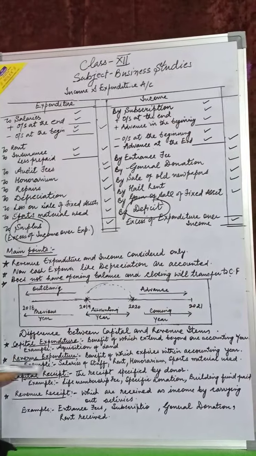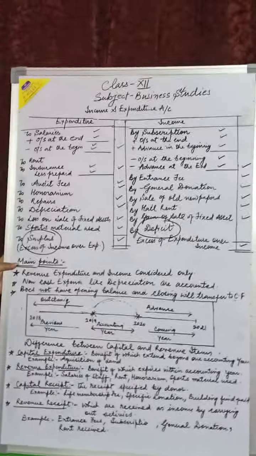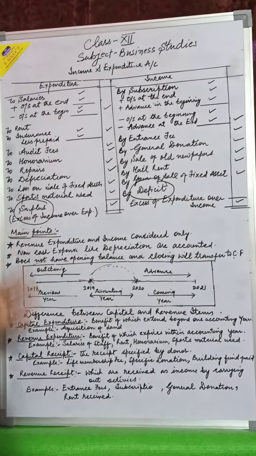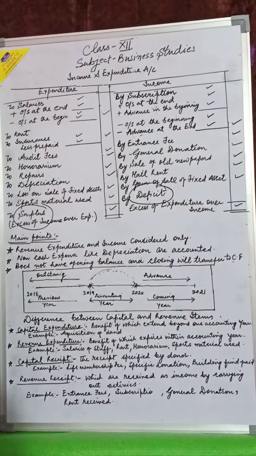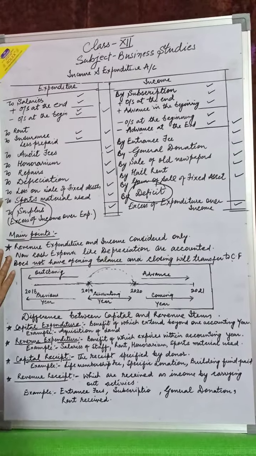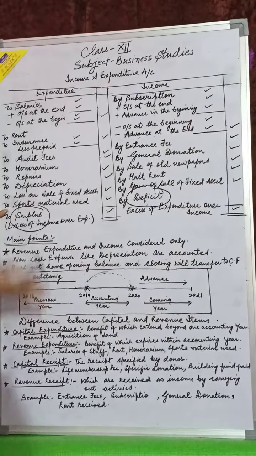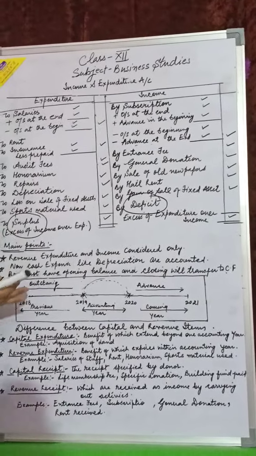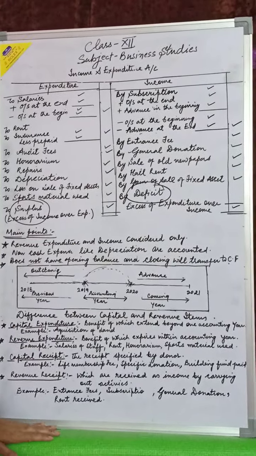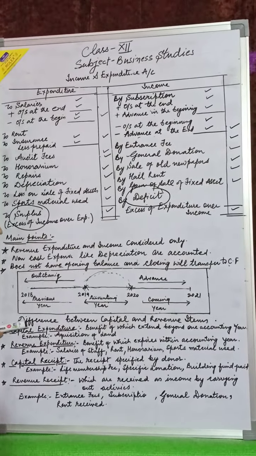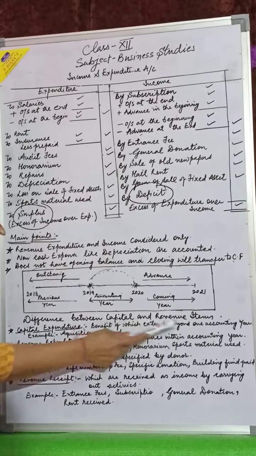So next, after doing this, you must know about revenue expenditure and income, and also capital expenditure and income, because here I have told you the revenue, income and expenditure are coming. So before understanding the words revenue and capital, I just want to explain these two terms. Now here, concentrate on the difference between capital and revenue items.